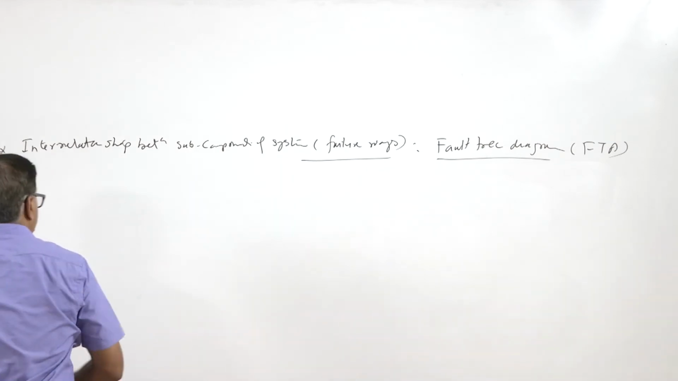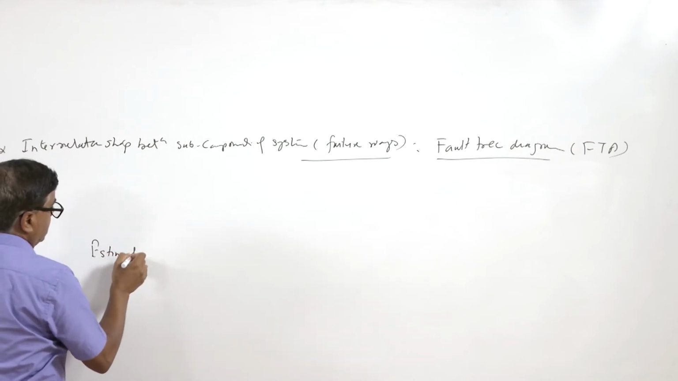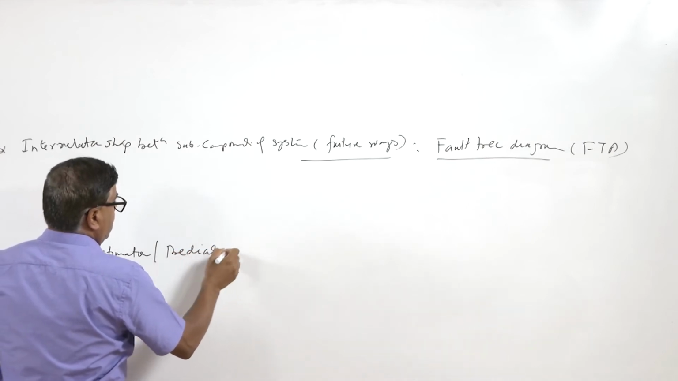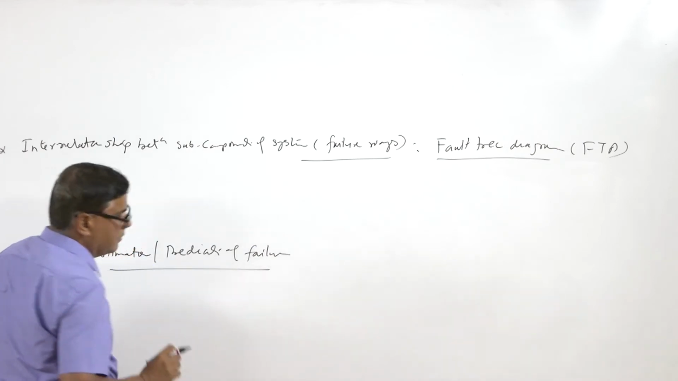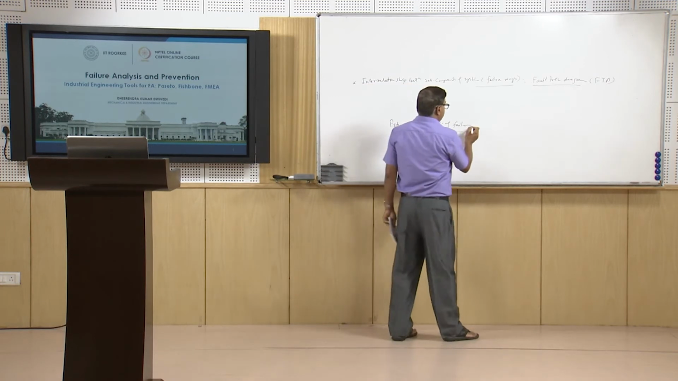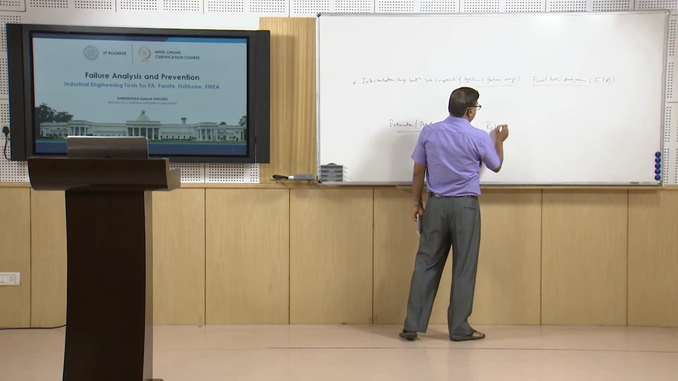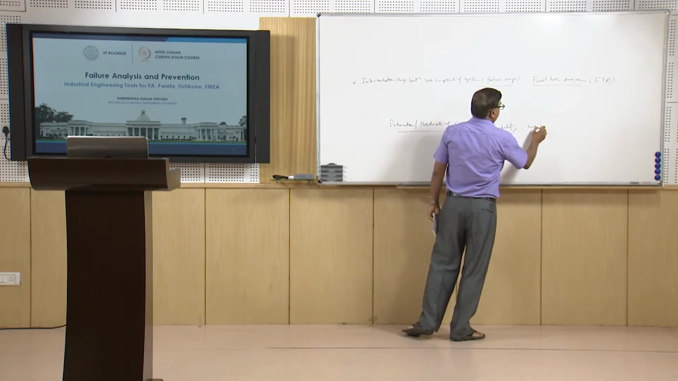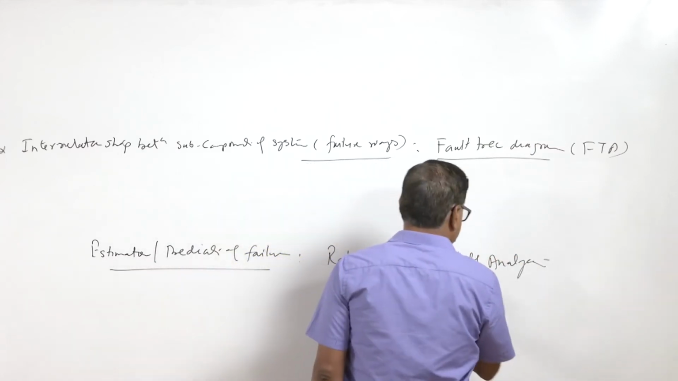So, basically the estimation or prediction of failure, meaning when there will be the possibility for failure to occur, is what can be estimated through the use of the reliability principles, and which includes the Weibull analysis. So, we will be talking about this tool also.